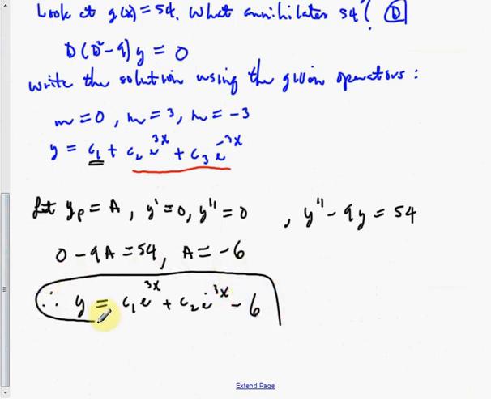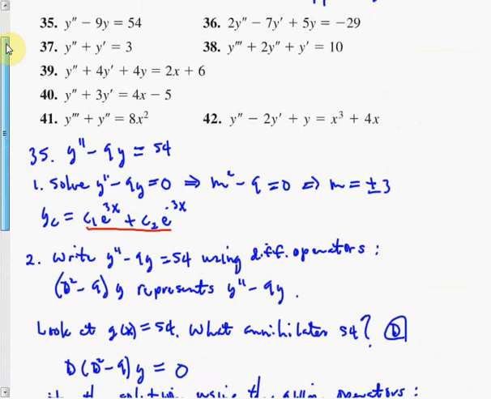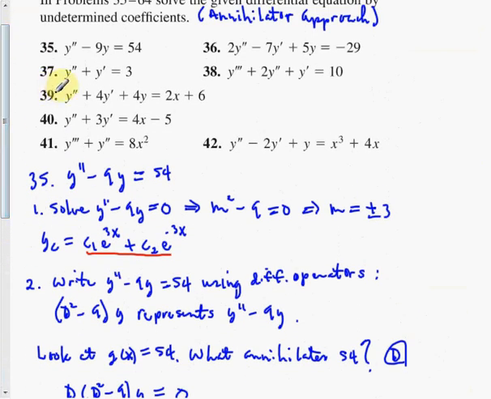Now let me work one more and then I'll be done. It should take no more than about 4 minutes to work the next one. I want to make sure that you definitely get it. Let me do 39 because 37 kind of looks like 35, right? So let's do something a little bit different. Let's look at 39.